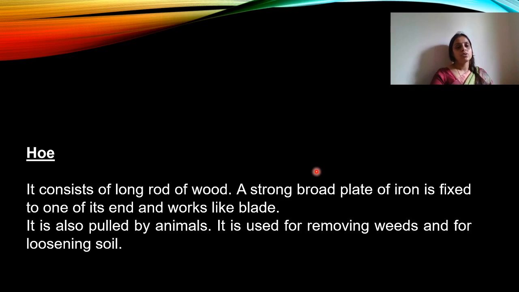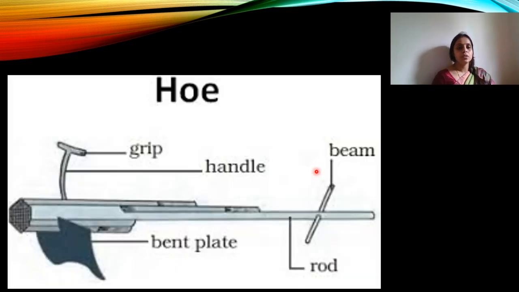Coming to the hoe, this consists of a long rod of wood, and a strong, broad plate of iron is fixed at one end. So it works like a blade. It is also pulled by animals. It's mainly used to remove weeds and for loosening of the soil. So this is a grip. There's a big handle over here, and the rod. There's a beam that can be placed on the animal's neck again, and there's the bent plate.